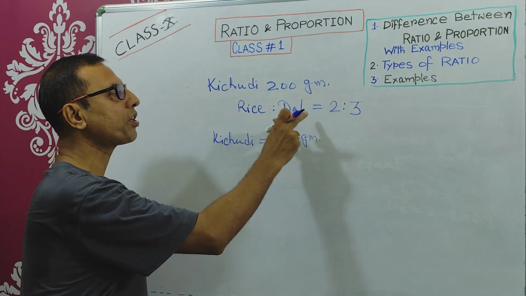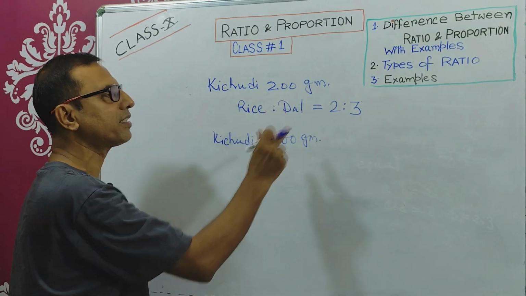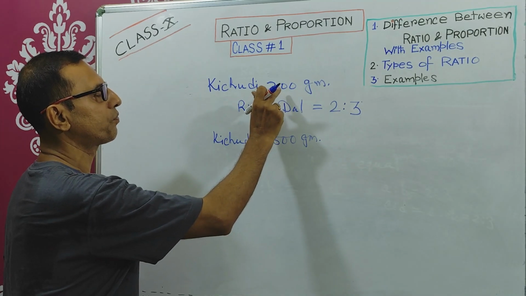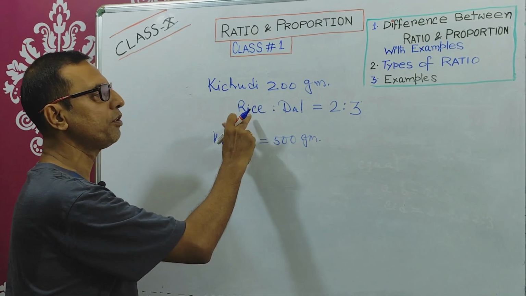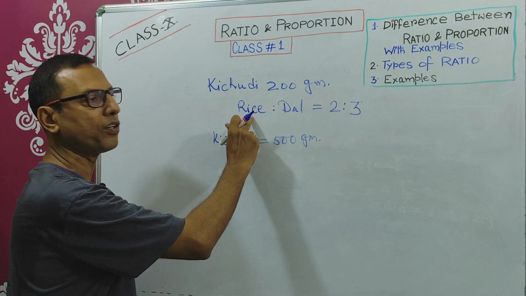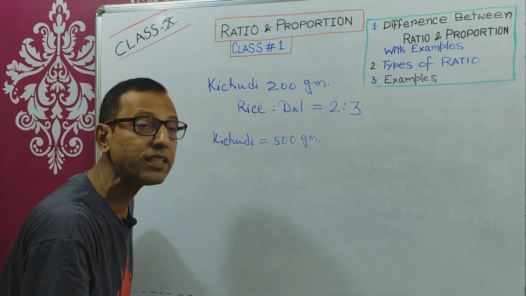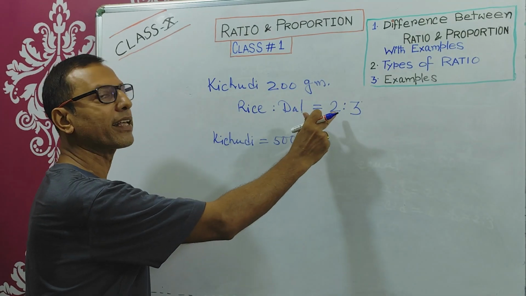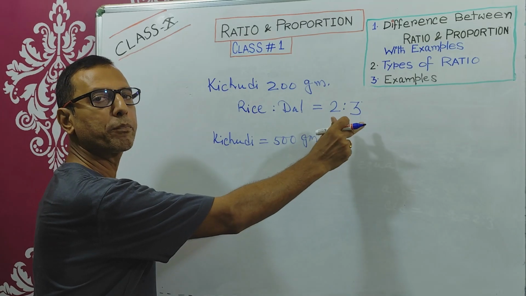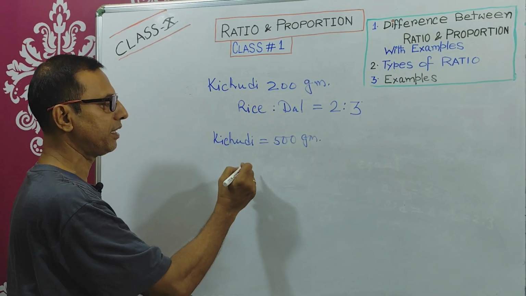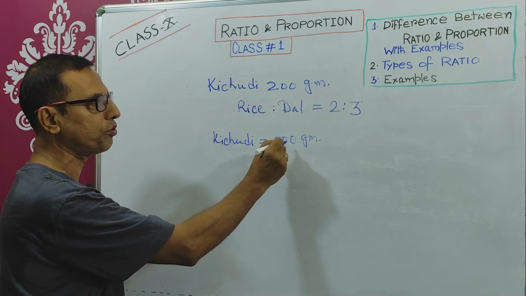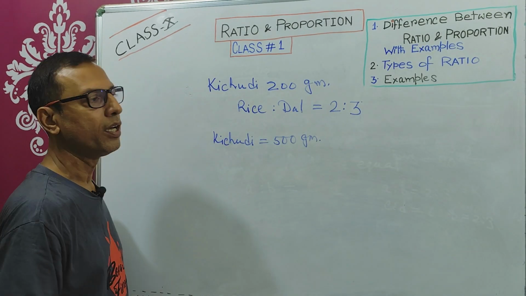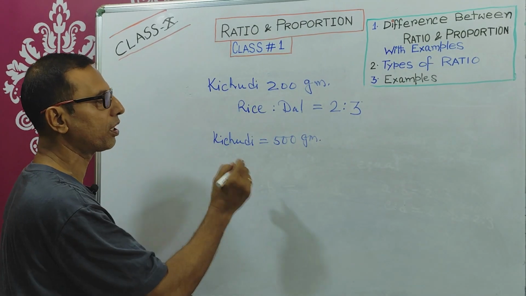So you need to proportionately increase the quantity of rice and dal, because the quantity of khichdi is increasing in weight from 200 to 500. So automatically you need to increase both the quantity of rice and dal. And how will you increase it? Proportionately with this ratio. That means in the newly prepared khichdi of 500 gram, the rice and dal also have to be in the same ratio. This is where proportion comes into the picture.